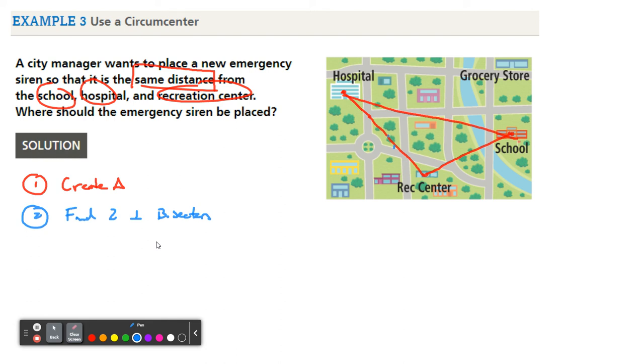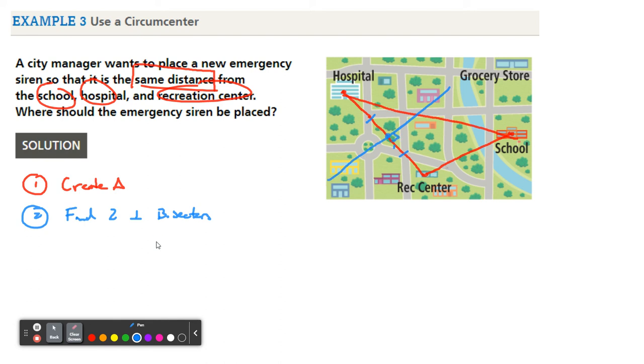So I'm going to mark the midpoint where I think is the midpoint. And now I'm going to go perpendicular. Now I know this is the midpoint because I feel like those two are congruent. And perpendicular will be something like this. There we go. So that's one perpendicular bisector.